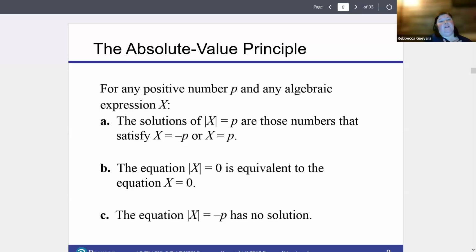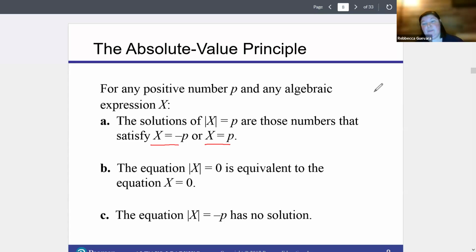Okay. So the absolute value principle: for any positive number p, in any algebraic expression, big X, capital X, if the absolute value of X is going to equal p, what this means is that either X is going to have to be equal to negative p or X is equal to positive p.